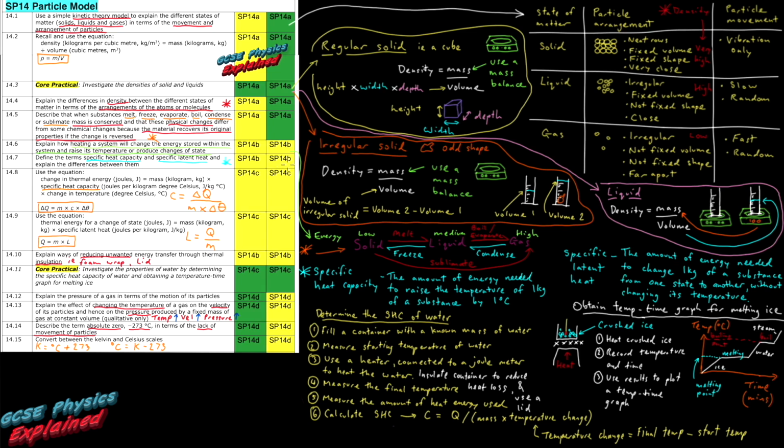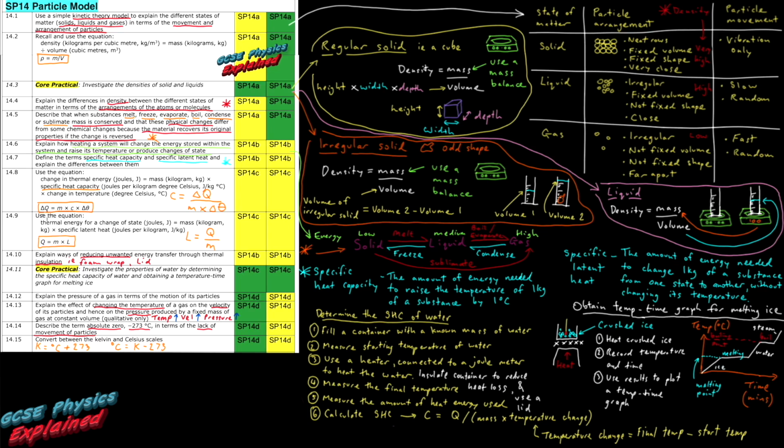Define the terms specific heat capacity and specific latent heat and explain the difference between them. So remember, it's only worth 1 mark. Well, specific heat capacity is the amount of energy needed to raise the temperature of 1 kilogram of a substance by 1 degree C. Specific latent heat for 1 mark in an exam, it's the amount of energy needed to change 1 kilogram of a substance from one state to another without changing its temperature. In other words, specific latent heat is what you use if there's a change of state. Specific heat capacity is what you use as you're heating one state and it's getting close to either the melting point or the boiling point.